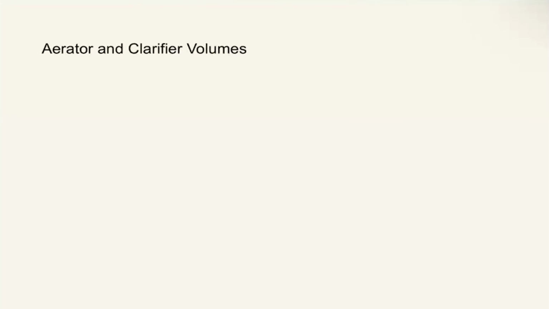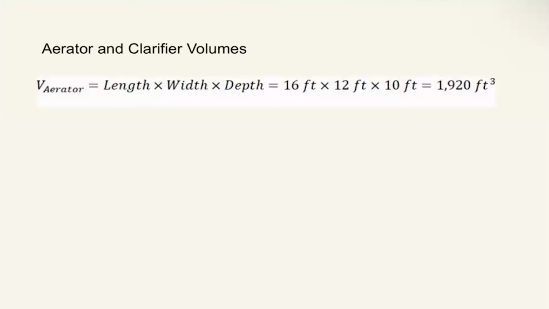Now we'll go ahead and calculate the aerator and clarifier volumes using those equations. So first, we have the volume of the aerator, which is equal to length times width times depth, which is 16 feet for the length, 12 feet for the width, and 10 feet for the depth. Now we multiply all those together, and we get 1,920 cubic feet. It's important to remember that when you multiply a foot times a foot times a foot, you get a foot cubed, which is a cubic foot.